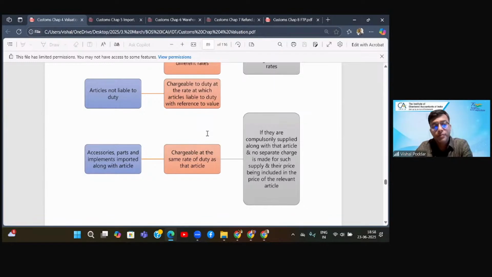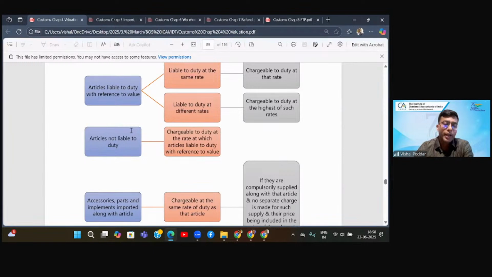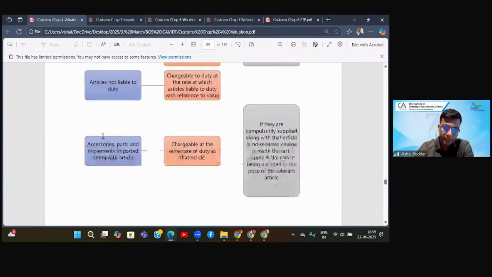So now what is the option given to you? If you want to save this additional burden, you have to provide the split of that value which is of the set, and you should be able to justify the individual value of those articles. If you are able to do that, we will charge the duty applicable to the individual article. If not, we will go by this section 19.